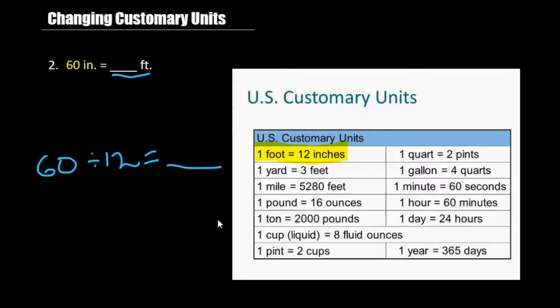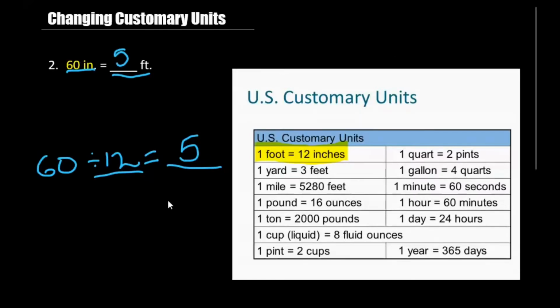So pause the video and try it out. Alright, I hope that you tried it out. So 60 divided by 12 is equal to 5. If you know your 12 table, it will be really easy to solve this. So that basically means 60 inches is equal to 5 feet.